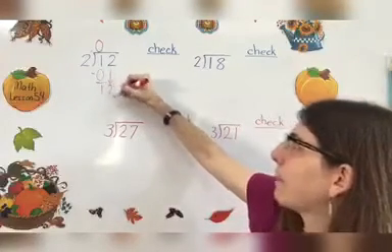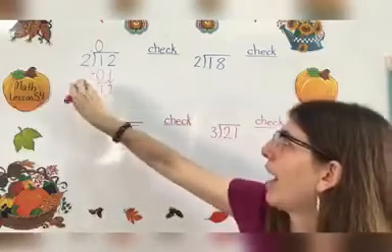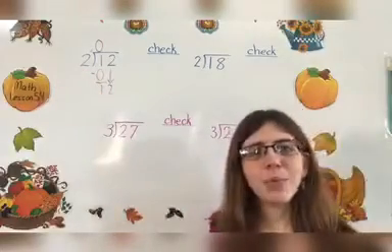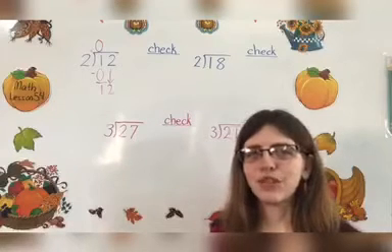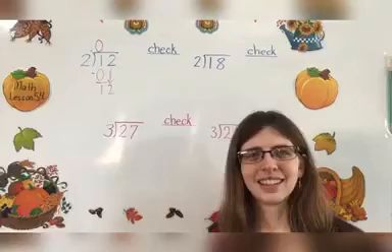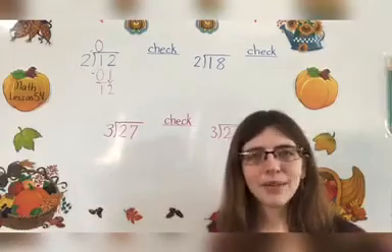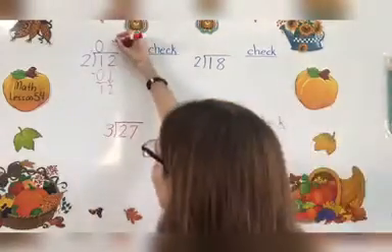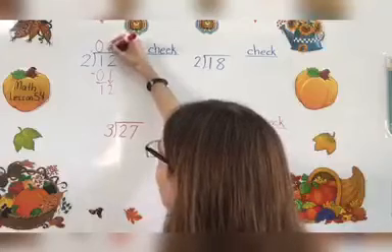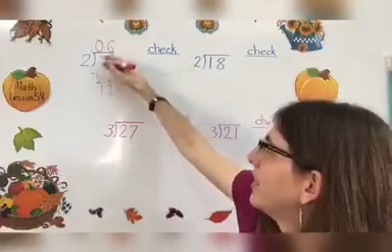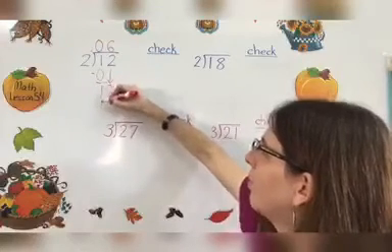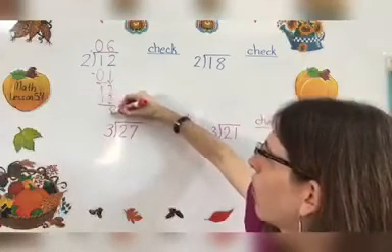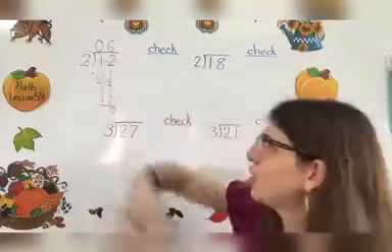Now I have the number 12. 12 divided by 2 is what? How many groups of 2 are in 12? 6, right? We have 6 groups of 2. So our 6 goes over the 2 in 12. 6 times 2 is 12. 12 minus 12 is 0. 0 is less than 2.